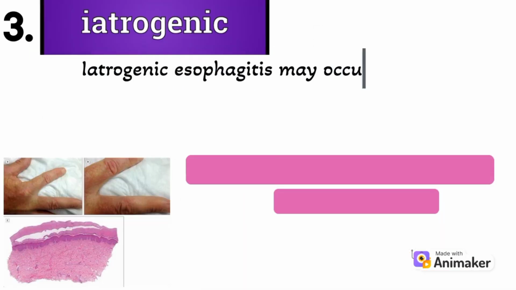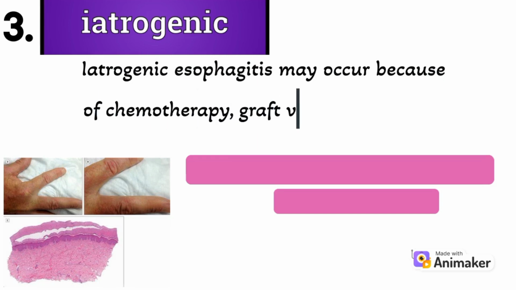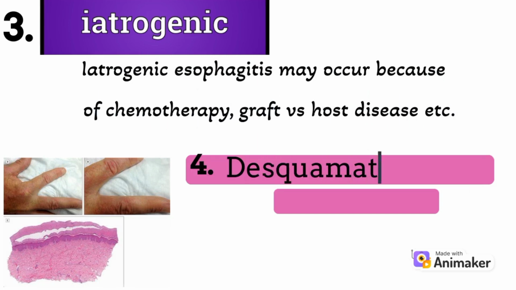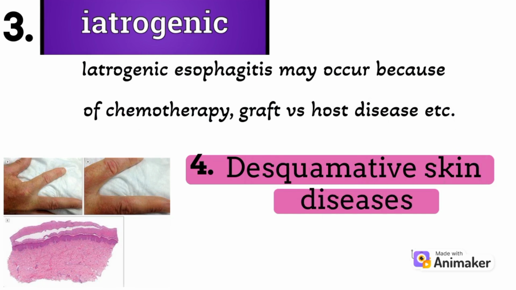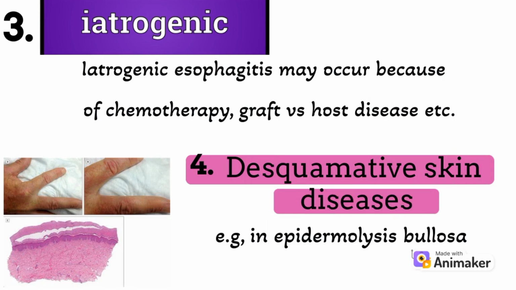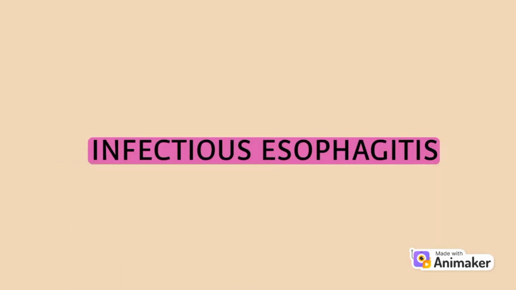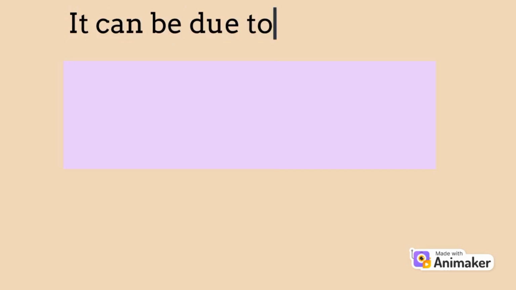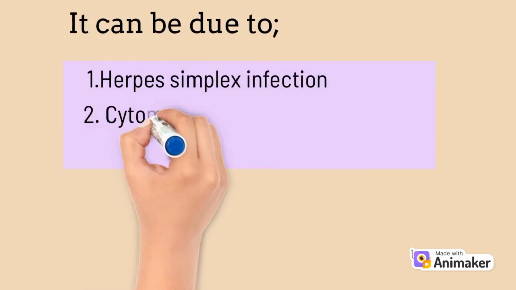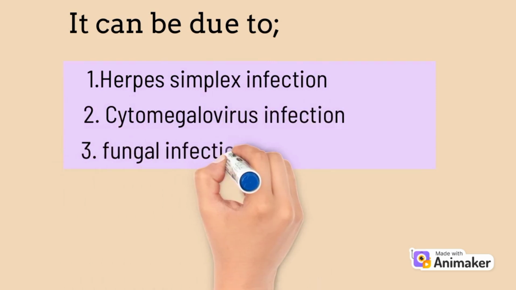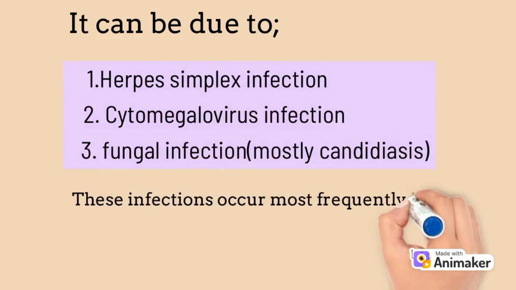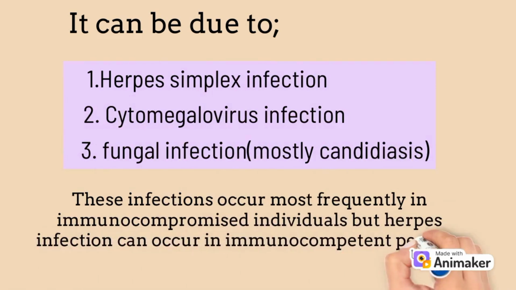Iatrogenic esophagitis, which can be due to chemotherapy or graft versus host disease. Fourth is due to desquamative diseases like epidermolysis bullosa, etc. Let's study infectious esophagitis. It can be due to number 1 herpes infection, number 2 cytomegalovirus infection, number 3 fungal infection, mostly candidiasis. These infections occur mostly in immunocompromised persons, but herpes infection can also occur in immunocompetent persons.